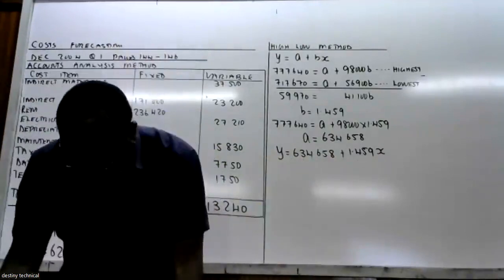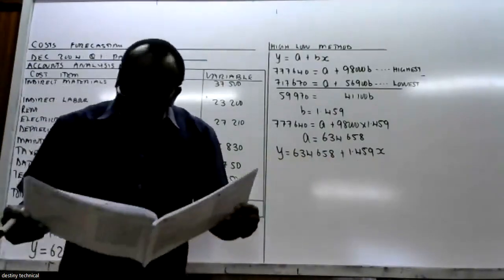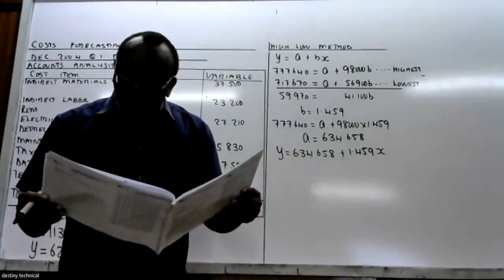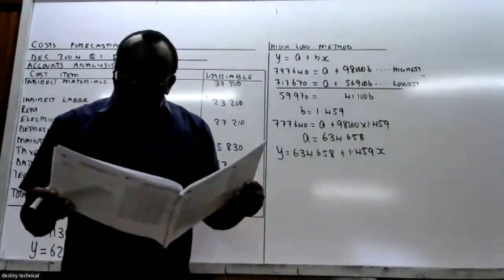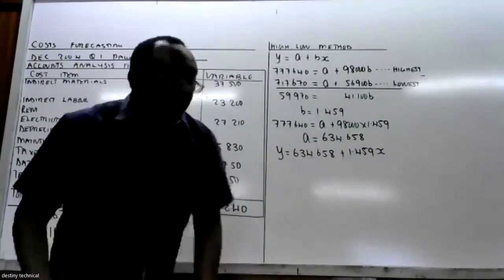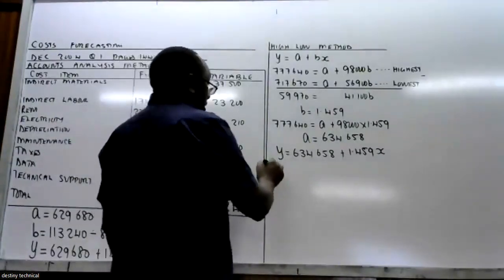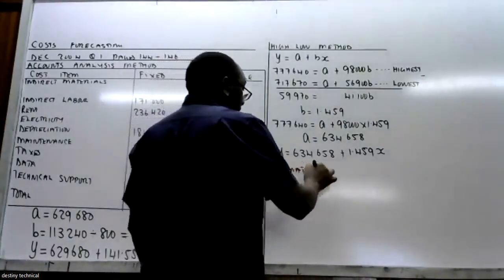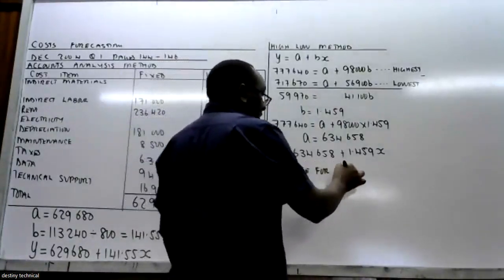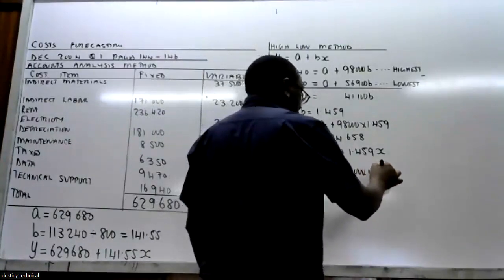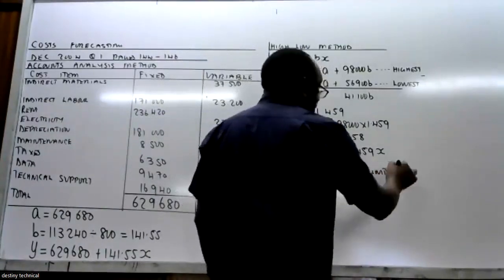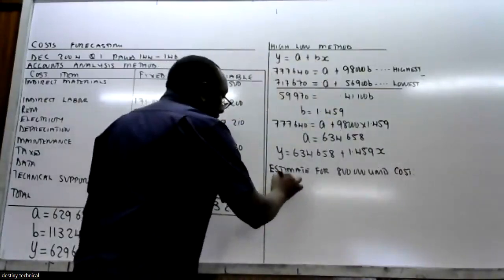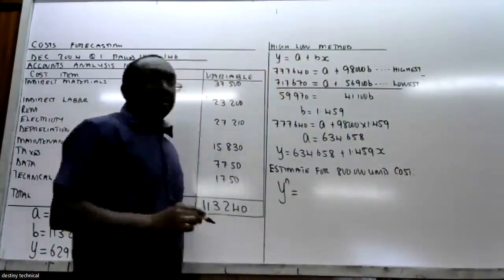Now the question proceeds to say, in part B, we use the high-low method to estimate the cost of 800,000 units. So estimate 800,000 units costs. We call it Y predicted. It's normally written like that.